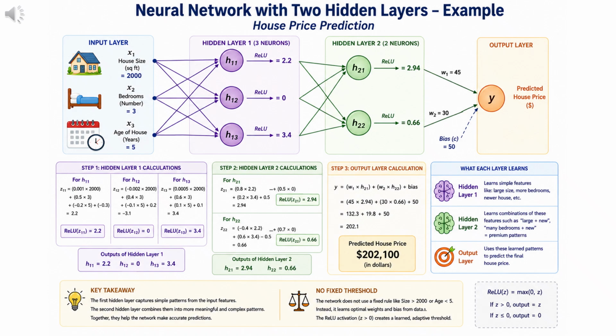Finally, the output layer combines the outputs of the second hidden layer using another weighted sum. Y equals 45 times 2.94 plus 30 times 0.66 plus 50, which gives a predicted house price of approximately $202,100.